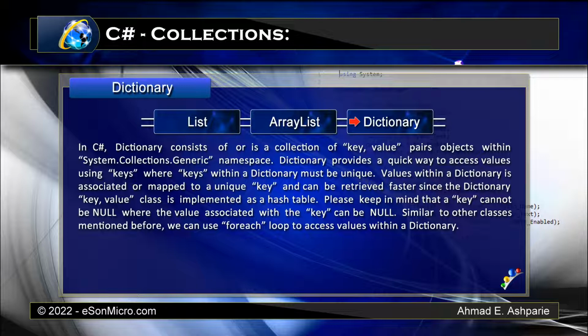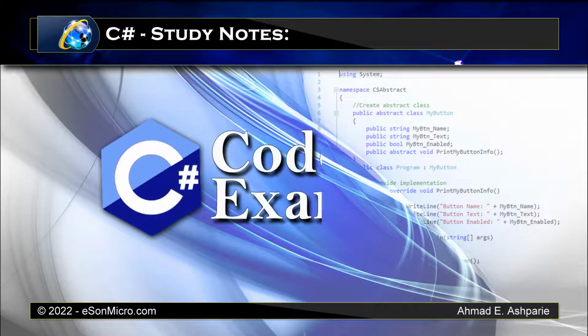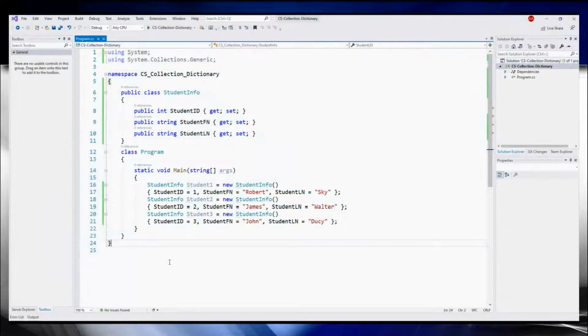Please keep in mind that a key cannot be null, whereas the value associated with the key can be null. Similar to other classes mentioned before, we can use a foreach loop to access values within a dictionary. Let's try Visual Studio to see some examples. In this example, we will look into the dictionary collection class.